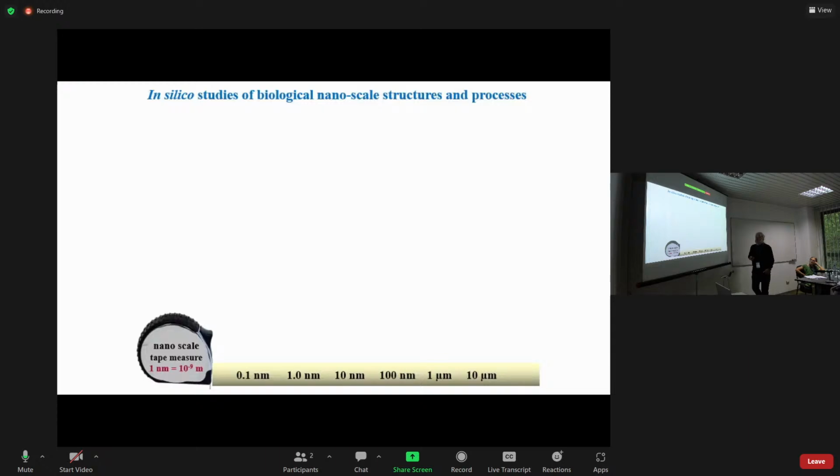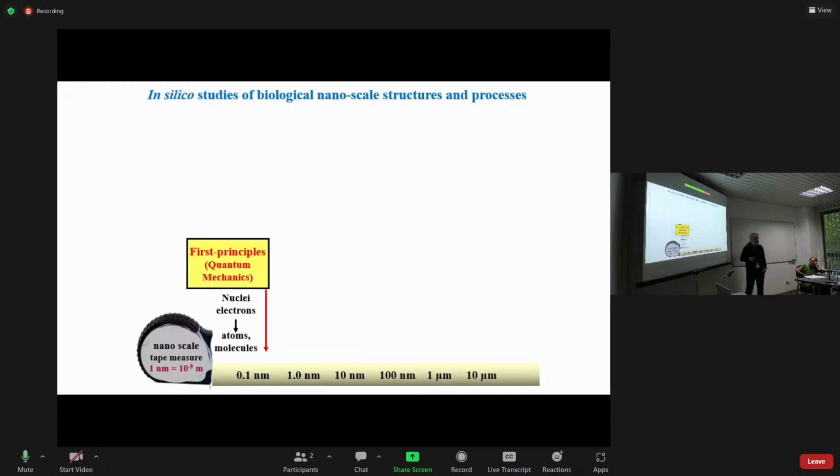So, if you look at the so-called nanoscale, it starts perhaps from 1 angstrom and it goes to 100 micrometers. It turns out that when you do in silico, there is no single modeling method you can use to cover all this nanoscale. Typically, you can start with so-called first principles methods, quantum mechanics, quantum chemistry, where you create atoms and molecules from nuclei and electrons.